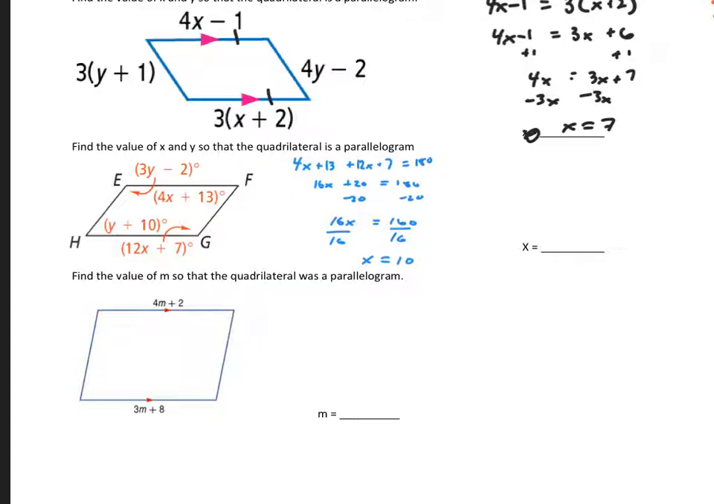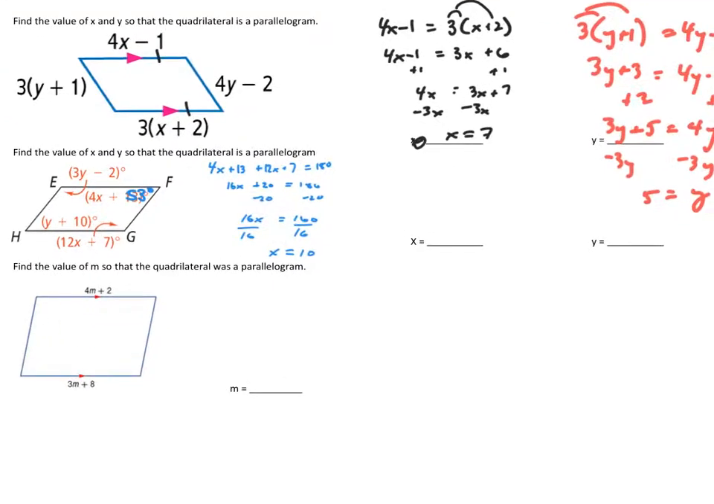I know that x is 10, so 4 times x, so 4 times 10 is 40. 40 plus 13 is 53 degrees. So that means y plus 10 has to be equal to 53 because opposite angles will be congruent. So when I subtract 10, y equals 43. So y is 43 and x is 10.